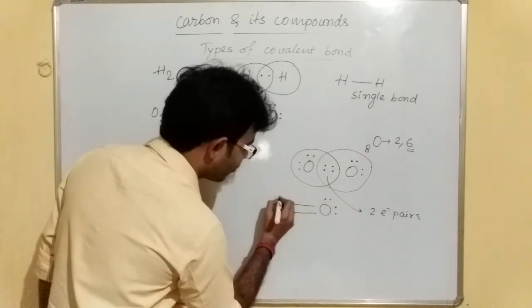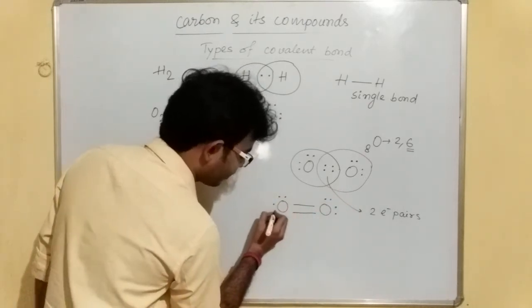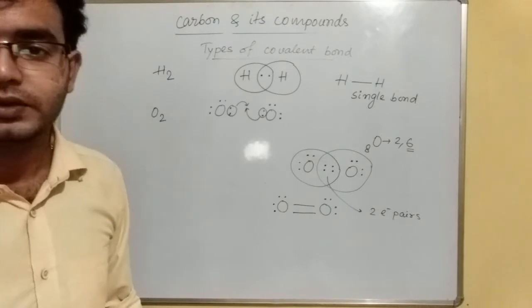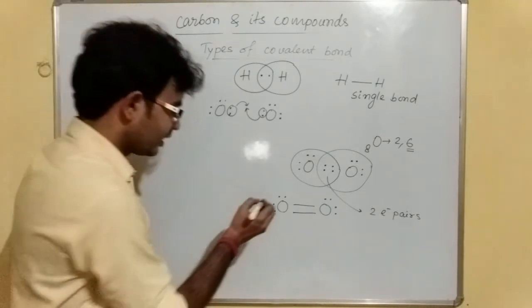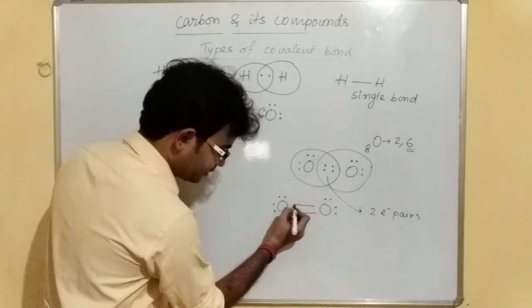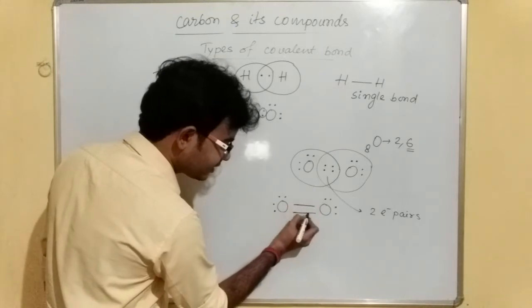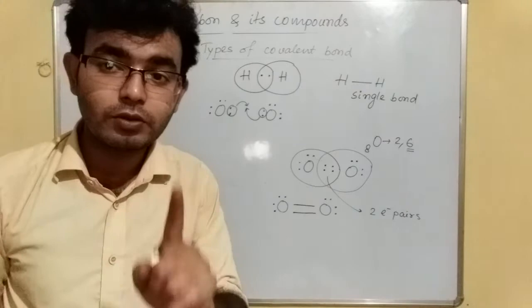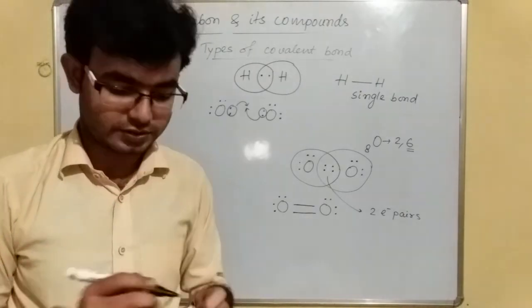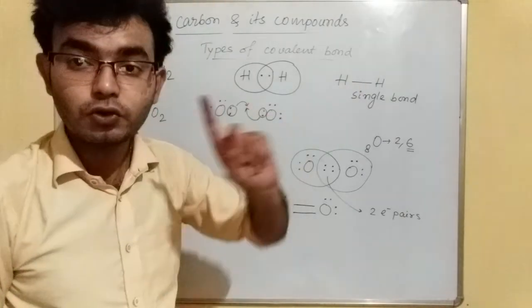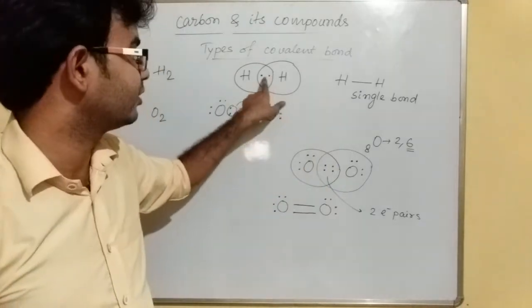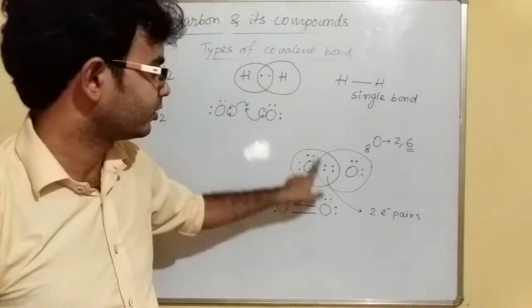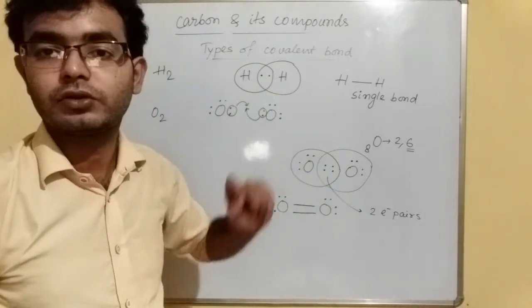Okay, 2 oxygen atoms के बीच में double bond होगा. ठीक है, समझ में आ गया? How many electrons are present in a double bond? A double bond contains 4 electrons. A single bond contains 2 electrons. Okay, एक सिंगल बॉन्ड में 2 इलेक्ट्रॉन होते हैं और डबल बॉन्ड में 4 इलेक्ट्रॉन होते हैं.